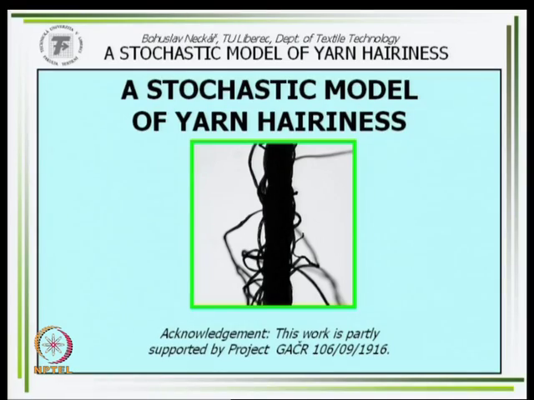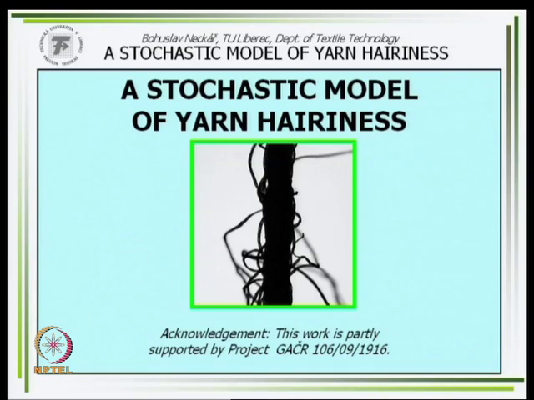Today's theme is related to a model of yarn hairiness. You know principally that on the yarn surface is something which we call the hairiness sphere. It is the sphere in which our fibers have a very probabilistic character of their shapes. Therefore, the model of this sphere must also be a stochastic model.